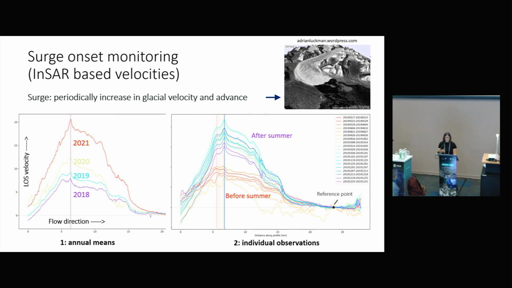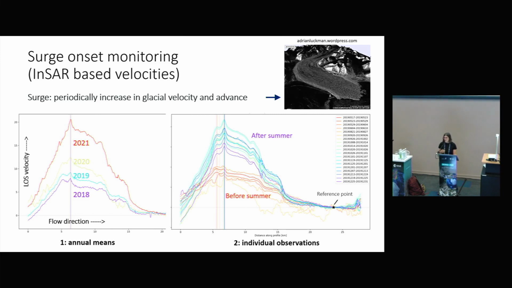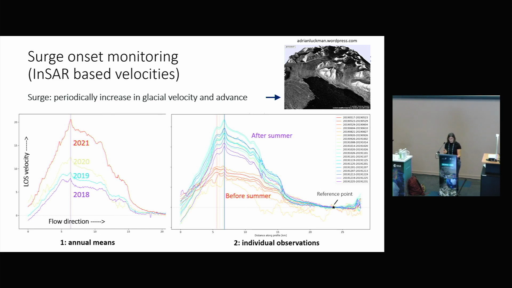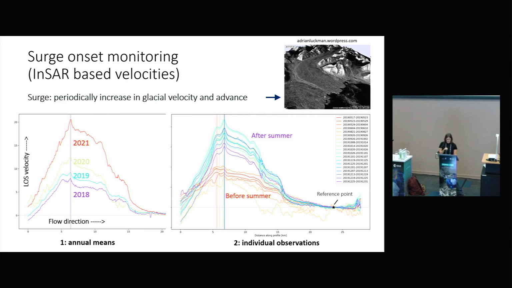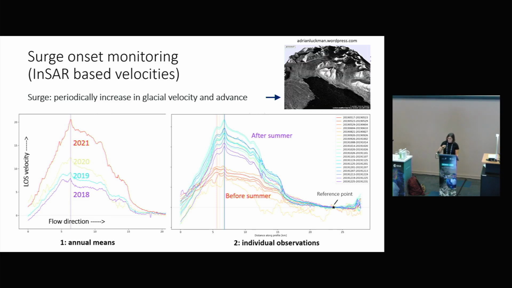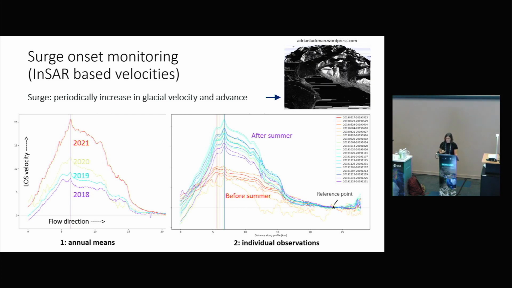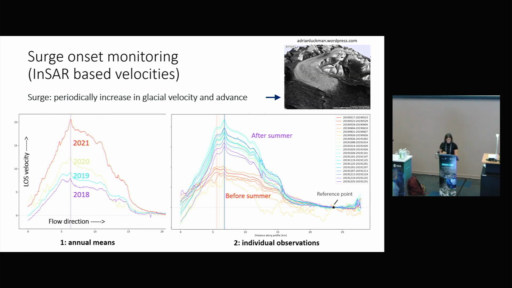So the point with this result is that on slow-moving glaciers with EV mode, because of the density of the data we have, we can actually track the change of movement precursory to a surge. On the graphs, both are showing velocities along this central line, but on the left you have the annual means, showing this increase of velocity from 2018 to 2021. And on the right, you see individual observations. The goal was also to look at differences between summer and winter period, or late summer, fall, winter. You can see that it's more quiet before summer, and then it's getting faster after summer, and this is because there is more water in the system, and it's sliding basically faster.